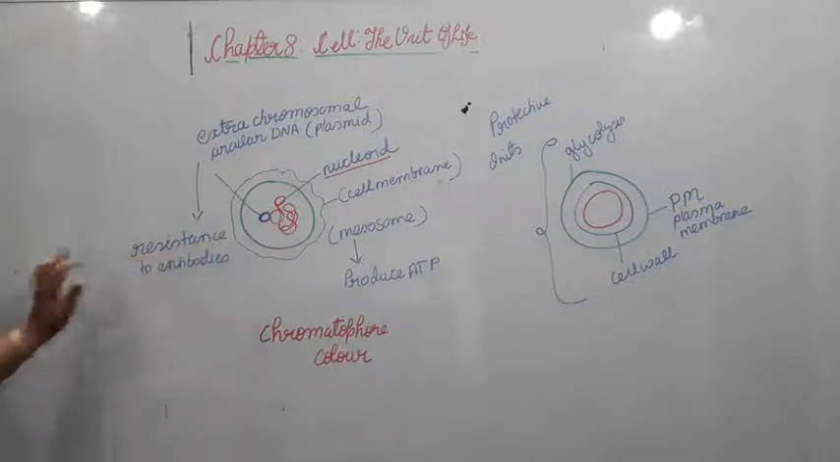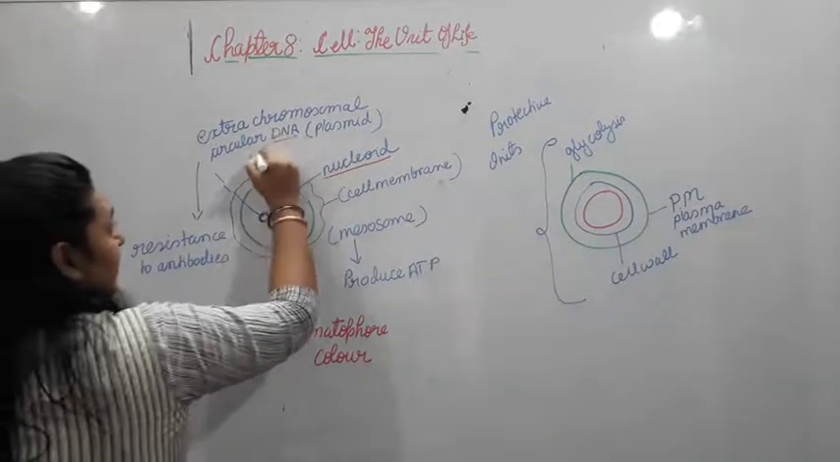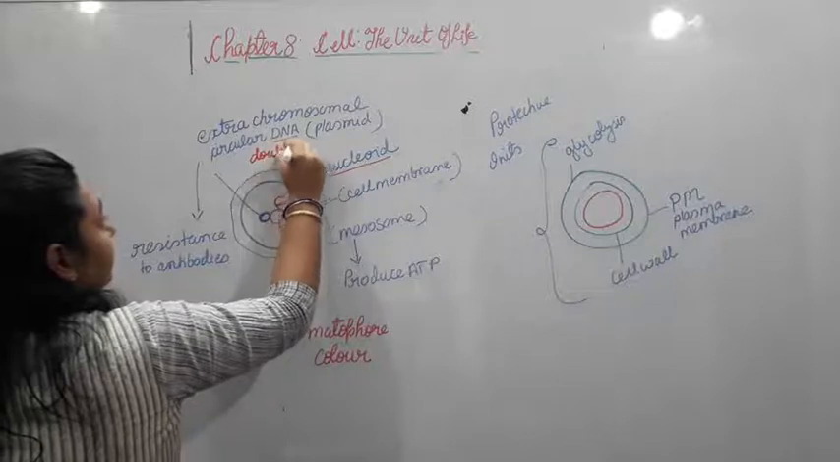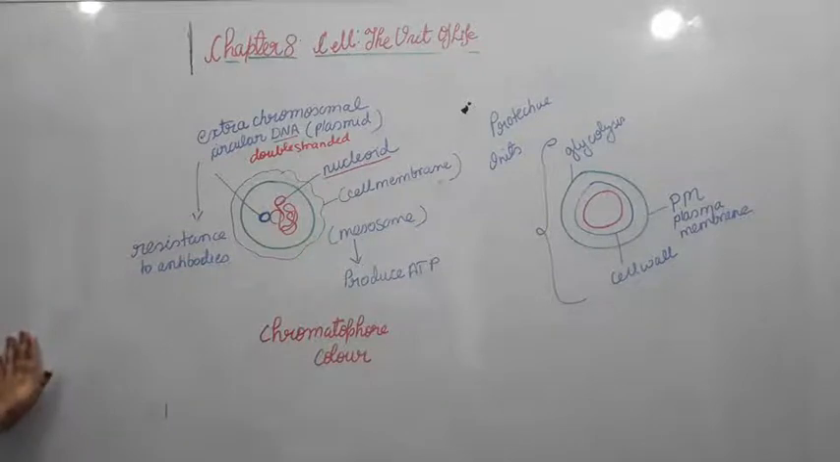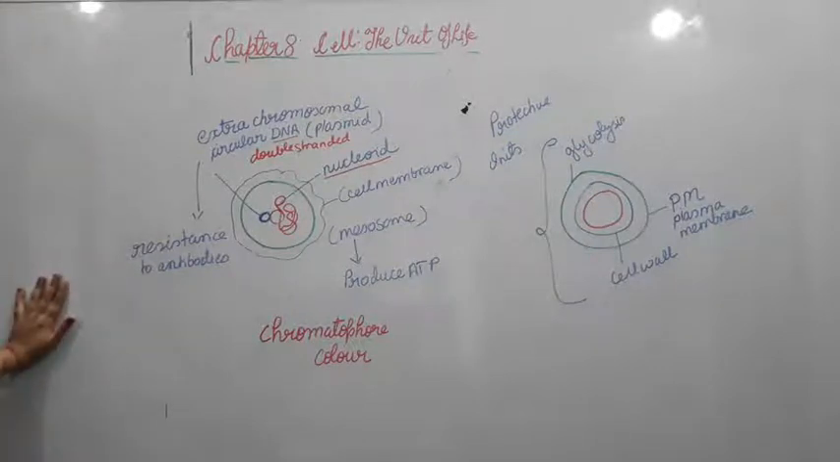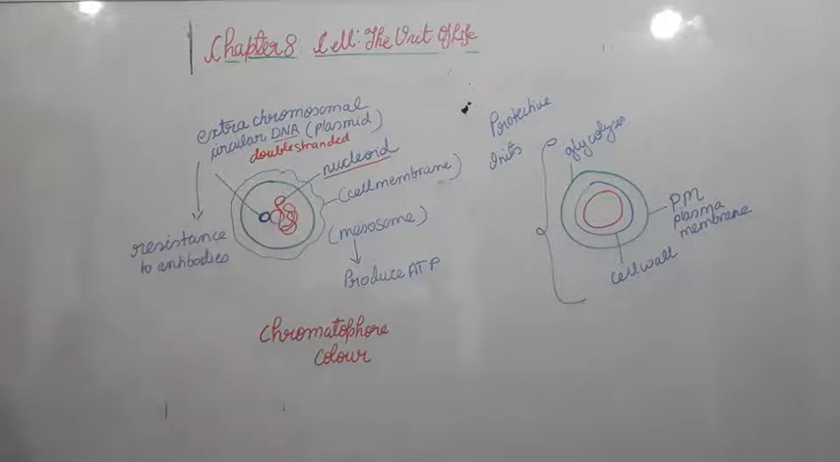Now next over here you can see this circular structure. This is extrachromosomal circular DNA, which you can also call a plasmid, and this DNA is double stranded. Okay, so this one is the extrachromosomal DNA, which is also a plasmid. Now its work is resistance to the antibiotics. It helps to resist the antibiotics. Now the outer covering you can see is the cell membrane, and this cell membrane is there for protection.